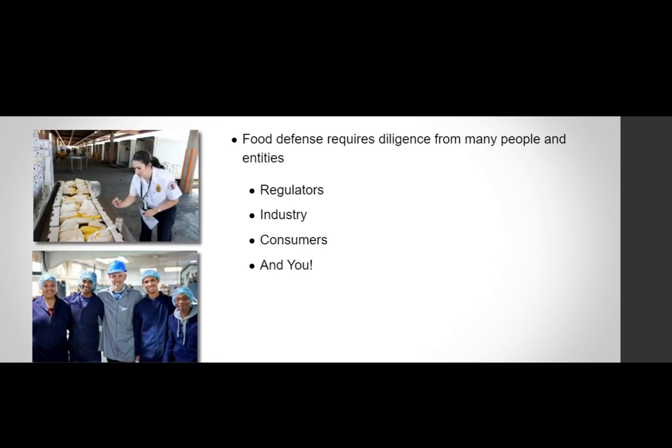Responsibility for protecting food from intentional adulteration lies with regulators, industry, consumers, and especially you. Everyone plays a role in protecting food from intentional adulteration. Actively being aware and reporting suspicious behaviors will make it much harder for anyone to use the food supply to hurt others. Let's review roles and responsibilities in a bit more detail.